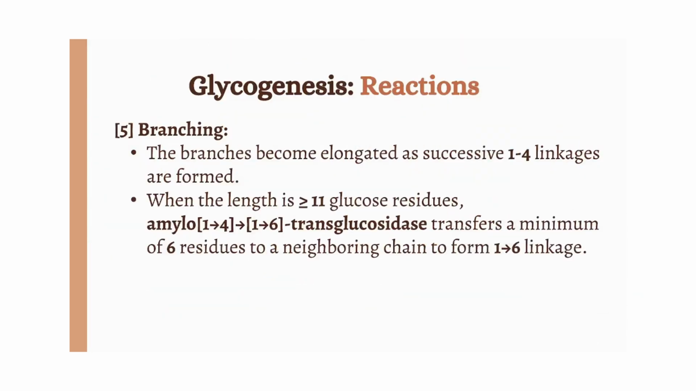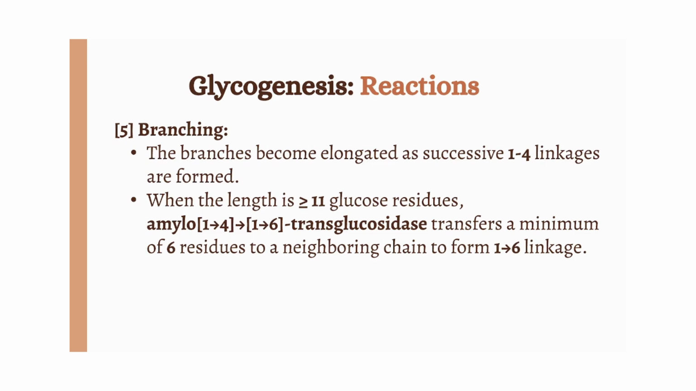The last reaction is branching, and as we know, glycogen is a branched molecule. The branching enzyme is called amylo 1,4 to 1,6 transglucosidase because it transfers a minimum of 6 residues to a next chain to form the branching bonds at the 1 to 6 glycosidic bonds.